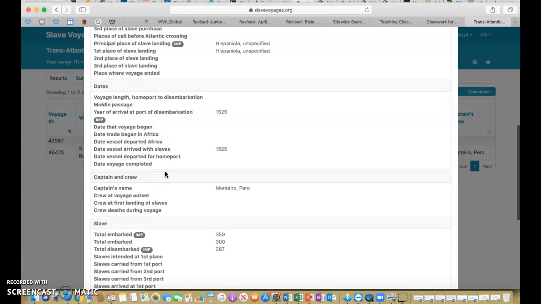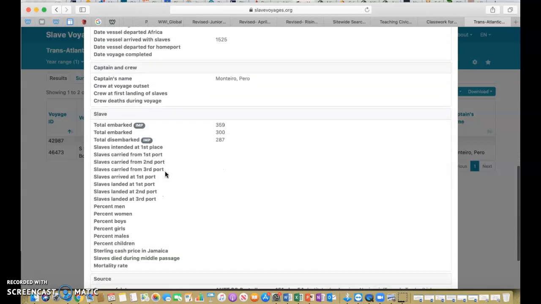So here's the important part. Here's the captain, Pero Monteiro. He was the captain of the ship. Notice slaves, total embarked. That means how many slaves were on board when that ship left. It says that there were 359. Well, there is some disparity. We don't really know what's going on with the disparity, but what we do know is disembarked, 287.